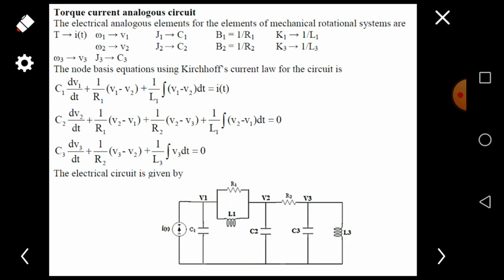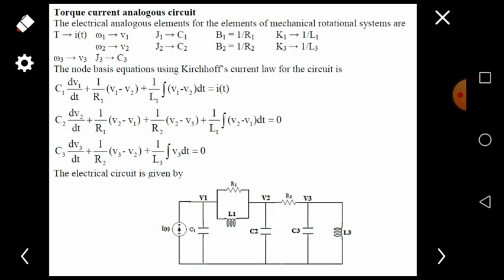The common elements of V1 and V2 are the resistance and the inductance, so we connect the resistance and the inductance in parallel between V1 and V2. And for the common element of V2 and V3 we have the resistance R2, so we have connected that in between V2 and V3.